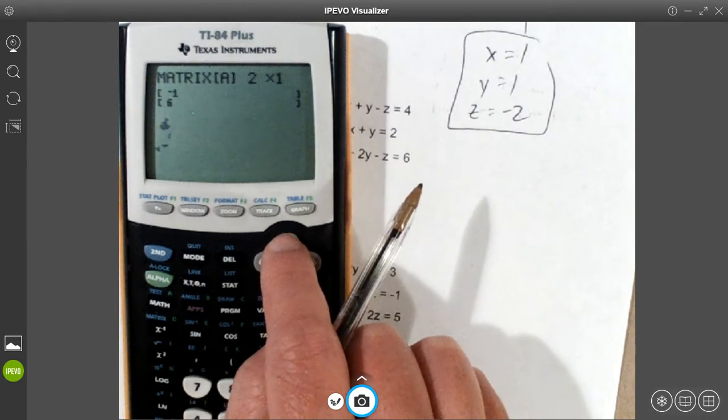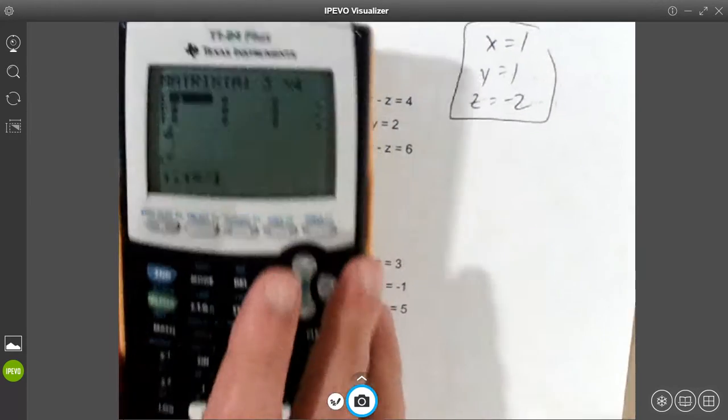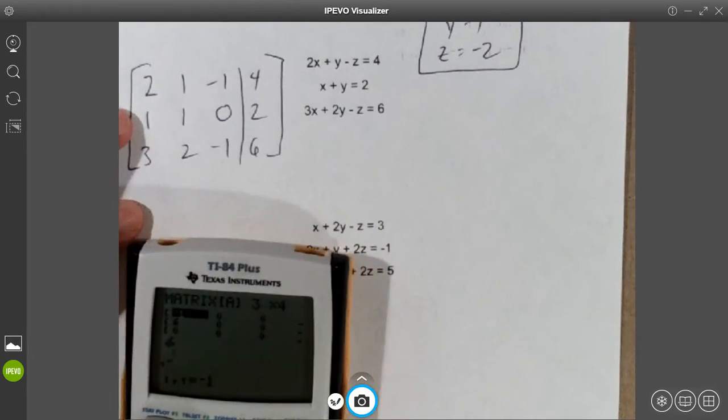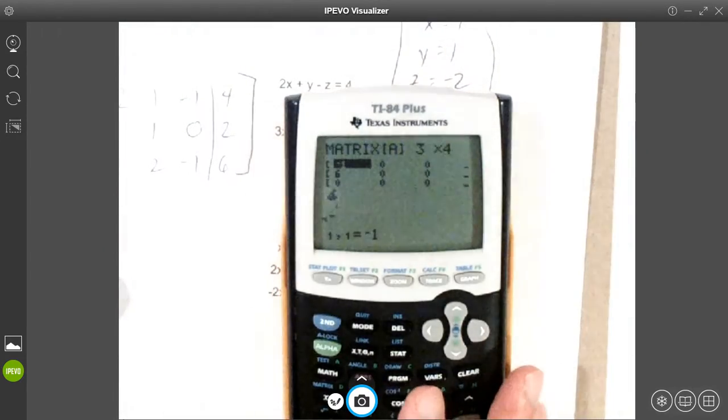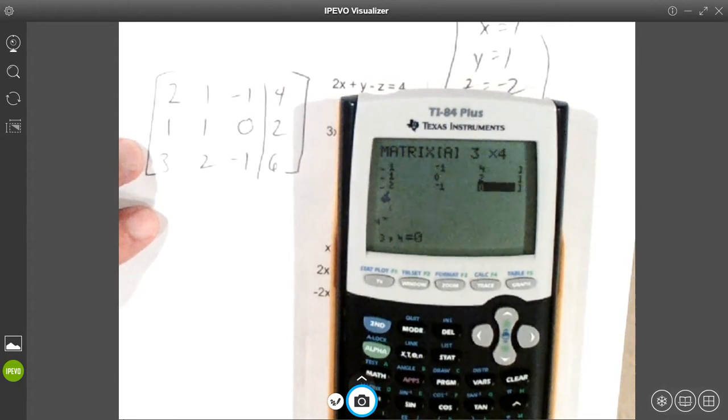So let me scroll back up here and go over to number 2. Let me try this again. I want to do a 3 by 4 matrix. And now let me enter all that information again. It's important to show you guys how not to do these. So here we go. 2, 1, -1 and 4, 1, 1, 0 and 2, and 3, 2, -1 and 6.